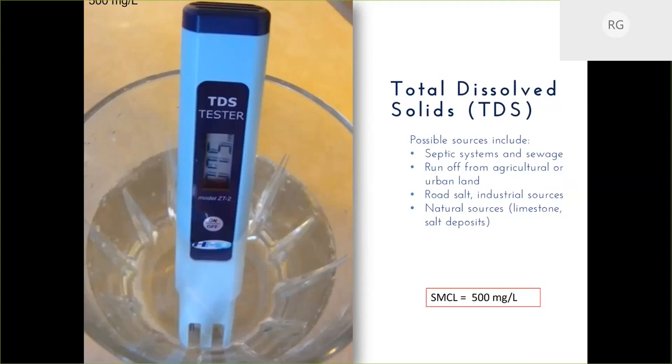High levels of TDS can cause hardness and deposits. They can cause colored water, staining, or a salty taste. High levels of TDS can be traced back to potentially leaking septic systems and sewage, runoff from agricultural or urban lands, road salt or industrial sources, and it can be linked back to natural sources.